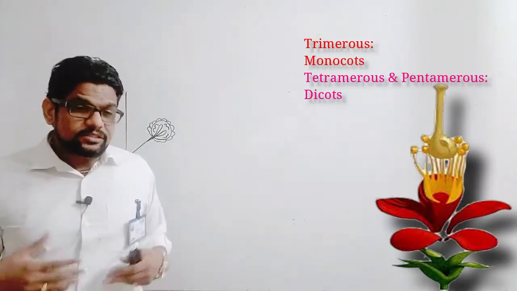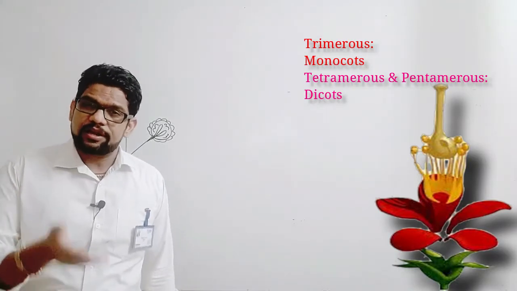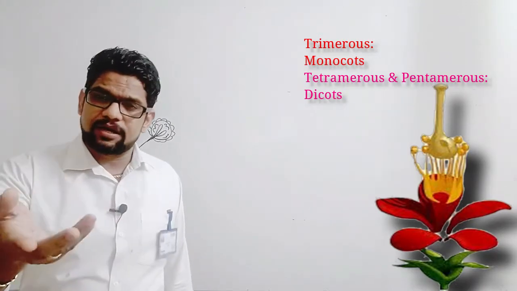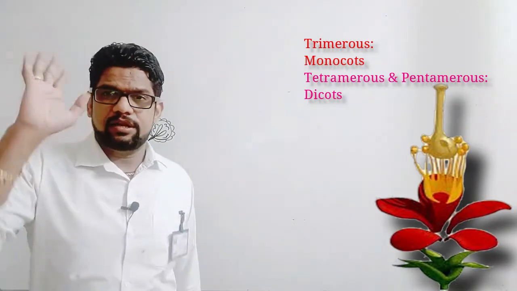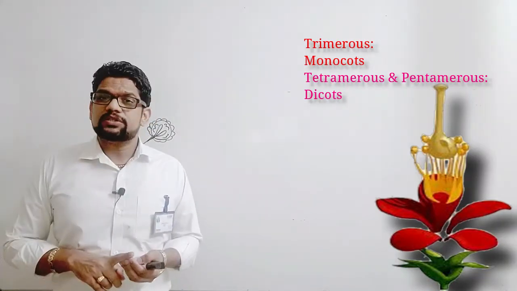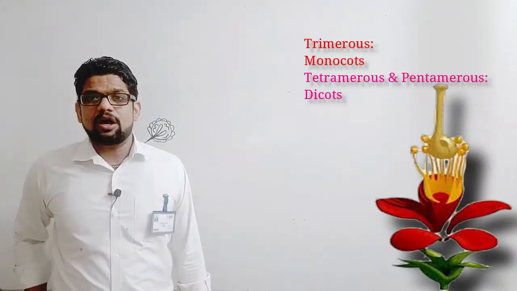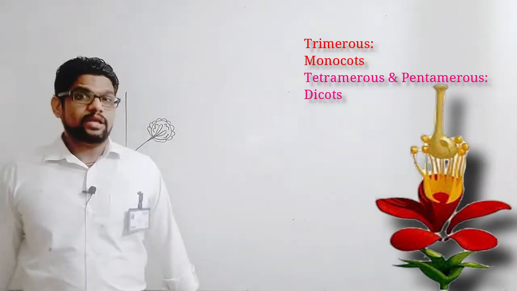Get it now? Generally, monocots are trimerous, and dicots can be tetramerous, as in the case of the cruciferae family, or can be pentamerous, as in the case of Solanaceae, Malvaceae, or Leguminosae. So monocots are generally trimerous, dicots are generally pentamerous or tetramerous. Getting energy? Keep this in mind.